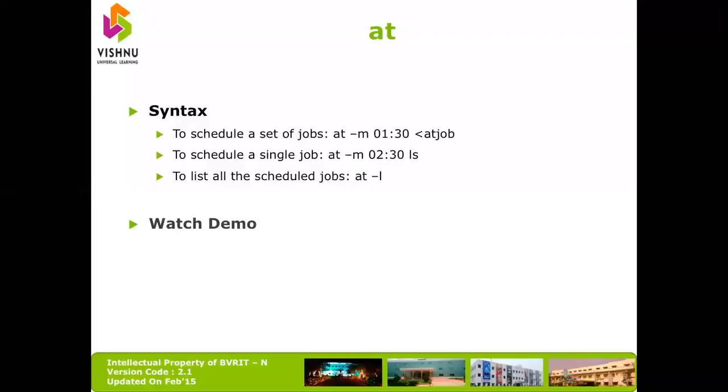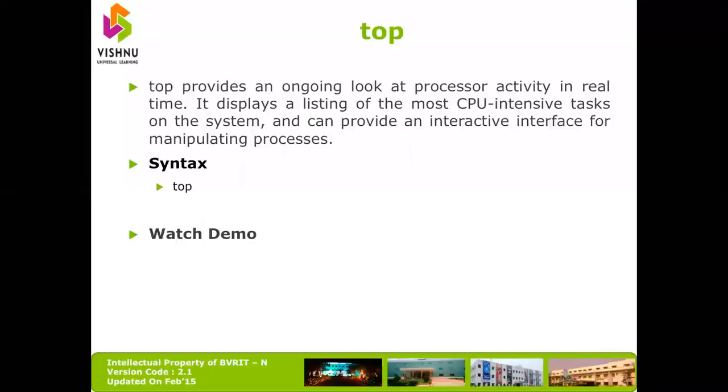Right. Moving further, we have another command called top. This is pretty similar to PS, but the basic difference between PS and top is that top provides an ongoing look at the process activity in real time. So it's almost like a task manager that we see in the Windows environment. It displays a listing of all the CPU processes running on your system, and you can also make multiple changes to the processes, like changing the process priority or something like that.